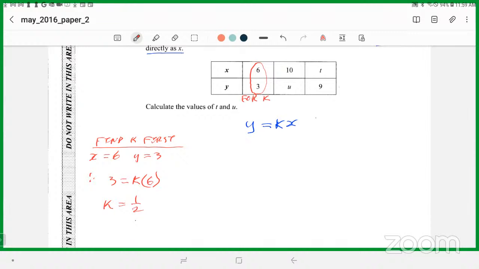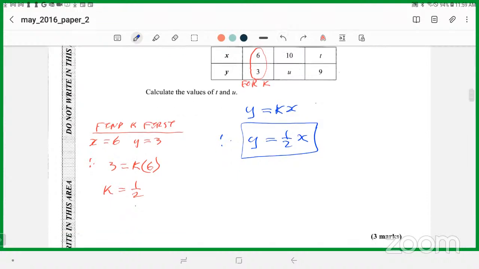Now that you know that the k is half, you're going to drop it in the formula right there. And so we can conclude that our formula really is y equals half x. That's our formula. And that formula will process our way of finding the u from that pair and the t from that pair. Let's go.